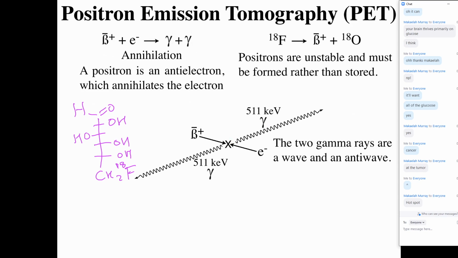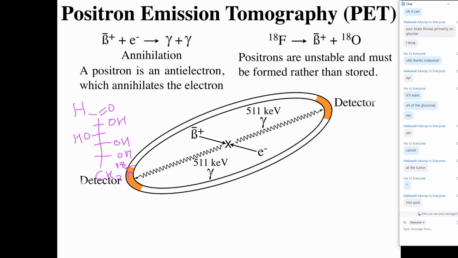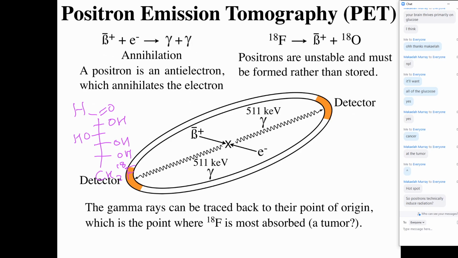So here's how we're going to do it. We're going to label it. We're going to put that into the body, inject the glucose in the body. It's going to go through the entire body. So you're going to get radiation coming off everywhere, but you're going to get the highest concentration of radiation coming off from the tumor cells, which means the greatest amount of gamma decay coming from there. So we're going to put a machine around it. The machine is going to have detectors far apart from one another.